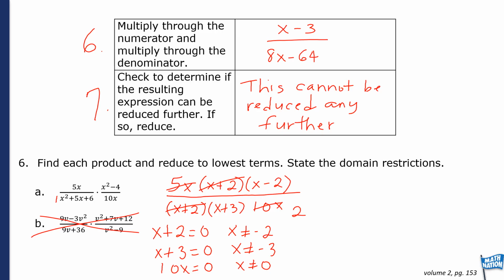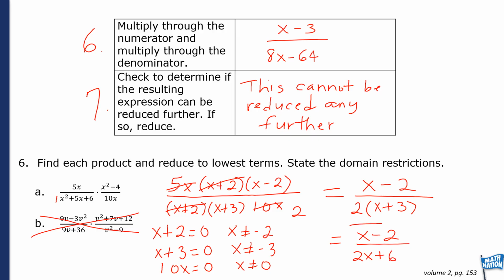Okay, so let's see what's remaining. In my numerator, I have x minus 2. And that's over in my denominator, 2 parentheses, x plus 3. So that's in factored form. Let's multiply through the numerator and multiply through the denominator. So that will give us, in my numerator, just the one factor, x minus 2. And in my denominator, we have 2x plus 6. This would be our result.